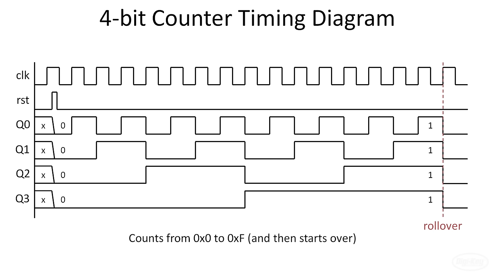We can also generate hardware interrupt signals that occur whenever the timer reaches a certain value or whenever that rollover event occurs. Let's see how to implement a 4-bit counter in Verilog.